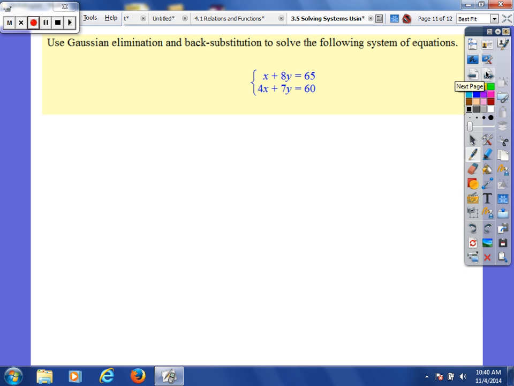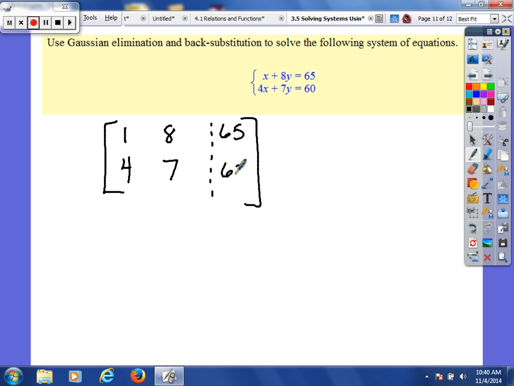Let's look at a second example. Okay, again, go ahead and pause it, set it up, see what it looks like. Now, if you set it up, it should look like this: a 1, an 8, and 65. There's my first equation. My second one, 4, 7, 60.